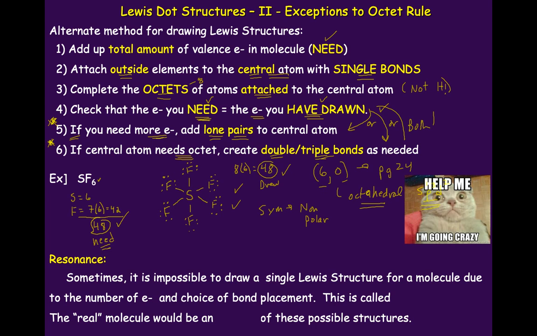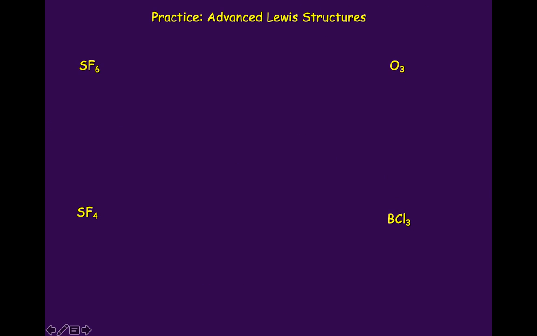All right, and then sometimes this can happen. Sometimes it's impossible to draw a single Lewis structure for a molecule due to the number of electrons and choice of bond placement. This is called resonance. So we're going to see what has resonance. The real molecule would be an average of these possible structures. So sometimes this happens. So let's do a couple.